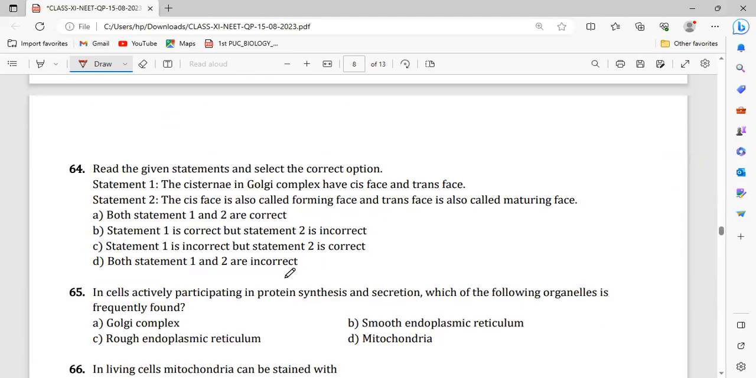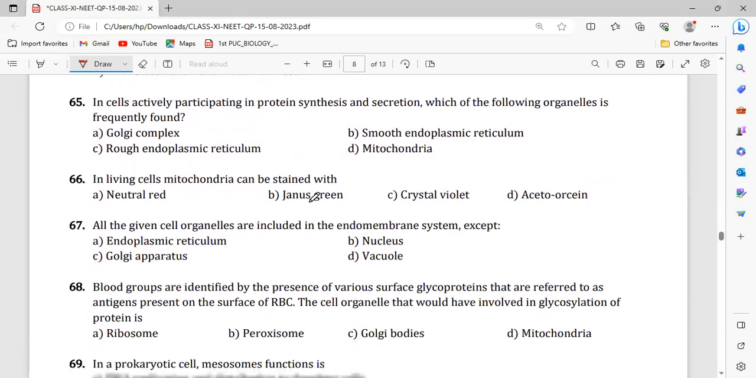Then 64. There are two statements given and we have to say whether it is correct or wrong. The cisternae of Golgi complex have cis face and trans face, that is true, two faces will be there. Near to the nucleus will be cis face, away from the nucleus will be trans face. Cis face is also called forming face. Trans face is also called maturing face. Yes, because the proteins will enter cis face for modification and they will come out of trans face. So it is maturing face. Both statements are correct. Then 65.